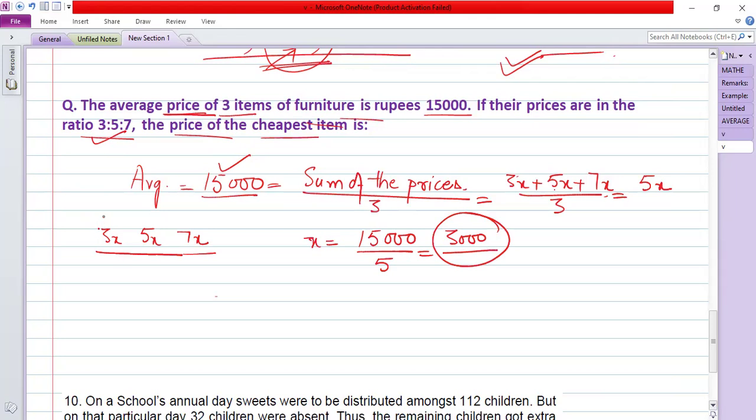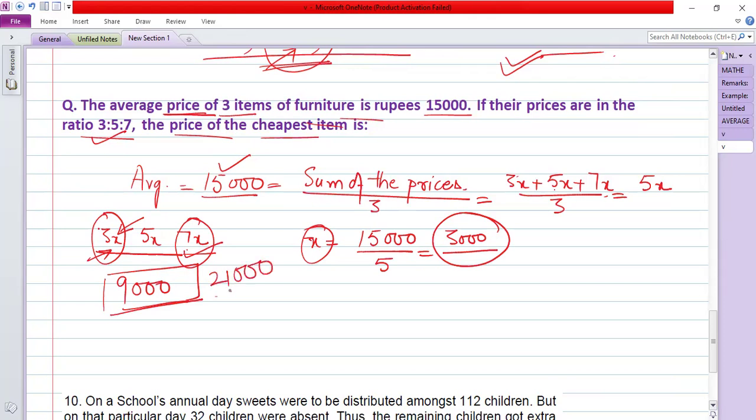So what is the cheapest item? It is 3x. So its price will be 3 into x, that will be 9,000. So I repeat that x is 3,000. This is the cheapest item, 3x. If you substitute x as 3,000, that will be the price of the cheapest. Obviously, the price of the costliest will be 7 into 3,000, that will come out to be 21,000. Similarly, we can find the average of this one.